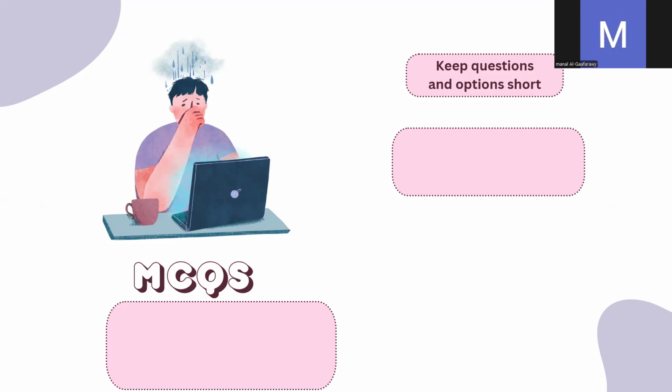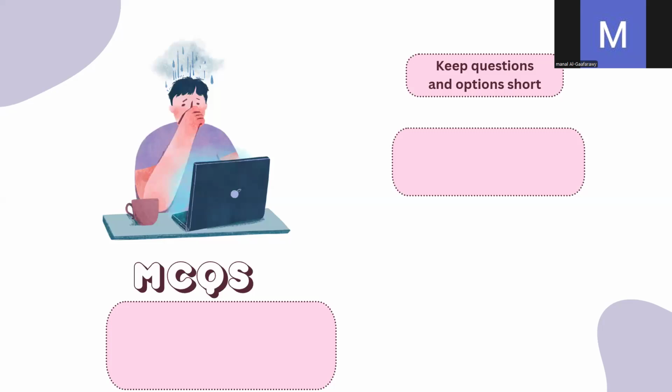So the first criterion is you need to keep the questions short. So you need to keep the questions and options short, and this is to avoid the reading load. So you don't increase or maximize the cognitive load of students while answering the questions. They don't spend much time reading and processing information.